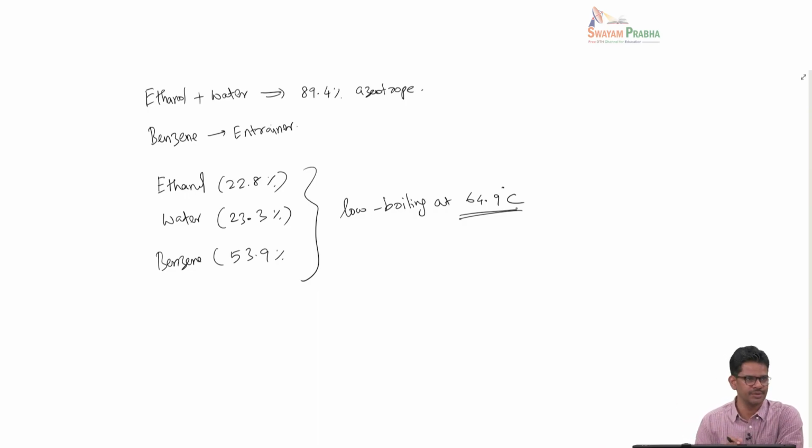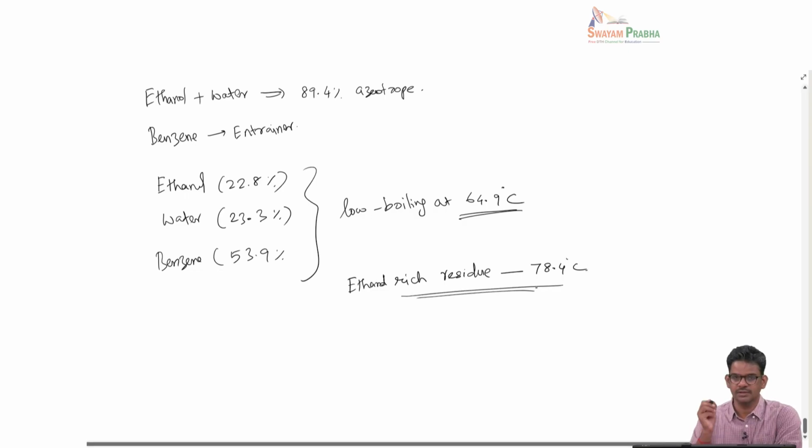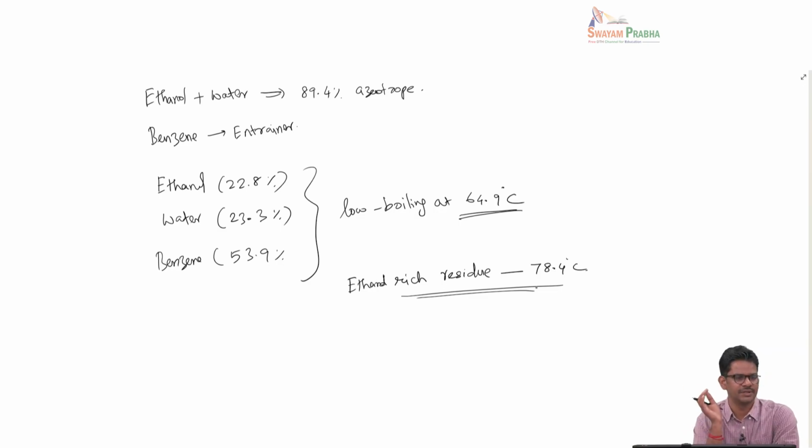comes out as an azeotropic mixture, and the bottom product will be an ethanol-rich residue boiling at 78.4. Then you can take the top product, which contains all three, and send it to a second column, where you deal with separating ethanol, water, and benzene separately.